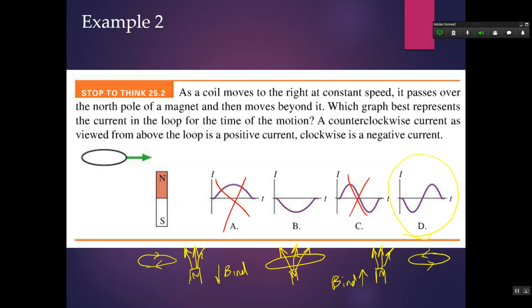You understand? That makes sense? So far, medium? Okay, we can do one more example. Let's do one more example. All right.